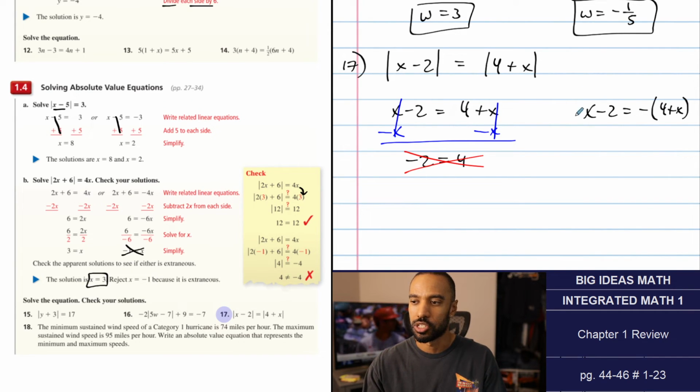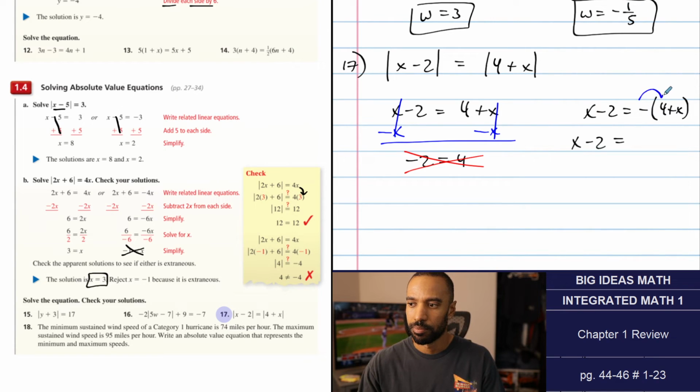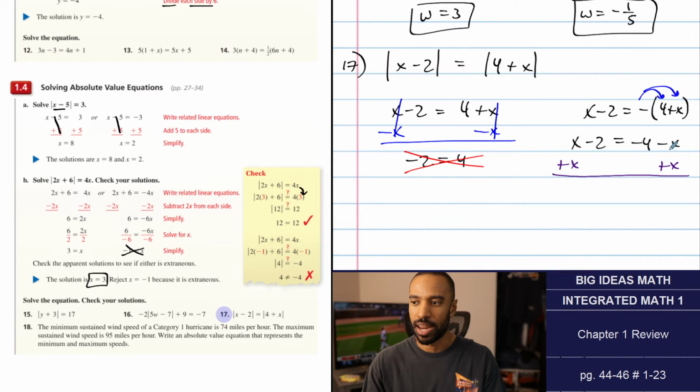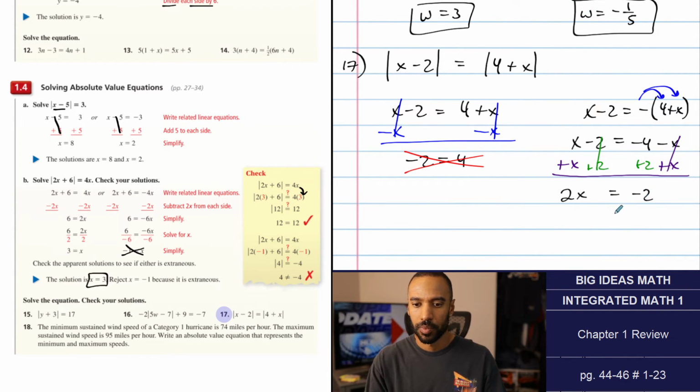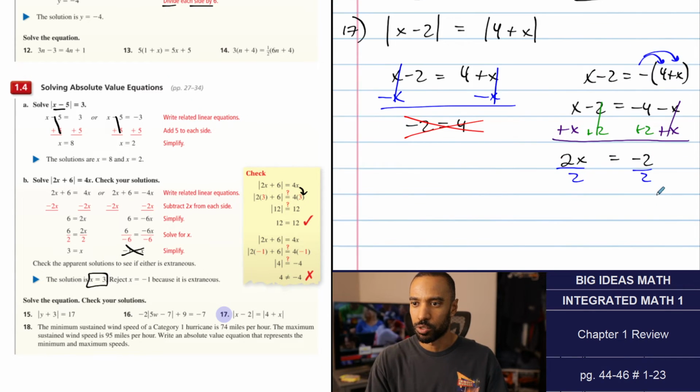But in this one, let's take a look. We get x minus 2 equals, and if I distribute the negative, this becomes negative 4 minus x. And now, in solving for x, I'm going to add x to both sides. Keep in mind, guys, x means 1x. So negative 1 plus 1 is 0. 1 plus 1 here is 2. This is 2x. Now, I can also, at the same time, add 2 to both sides. Negative 2 plus 2 is 0, and negative 4 plus 2 is negative 2. So you divide both sides by 2, and you get x equals negative 1.